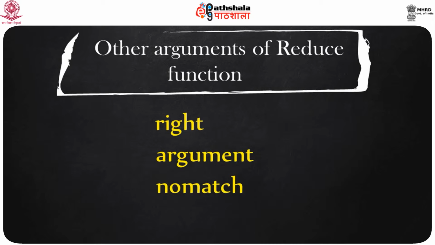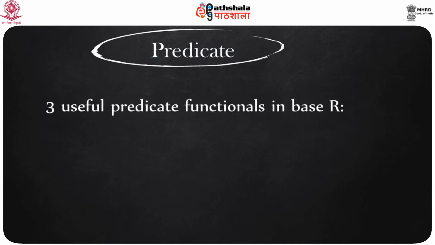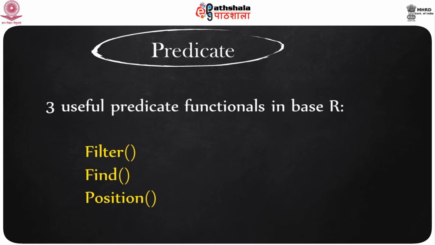A predicate is a function that returns a single TRUE or FALSE, like is.character, is.null, and so on. A predicate functional applies a predicate to each element of a list or data frame. There are three useful predicate functionals in base R, which are the Filter function, the Find function, and the Position function. We will take up the detailed discussion of these functions one by one.